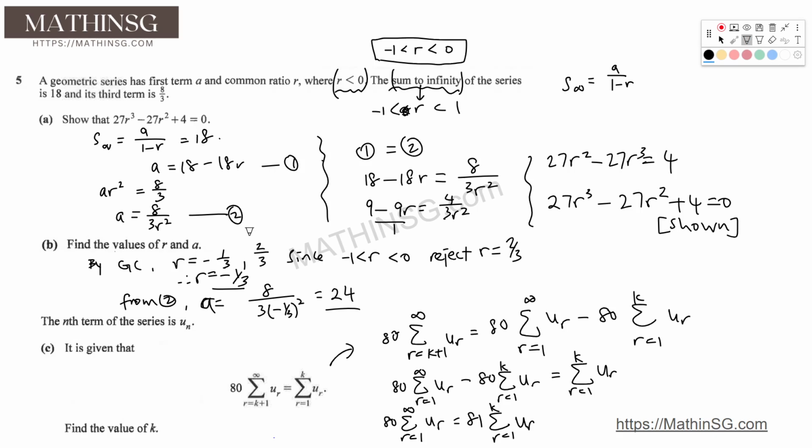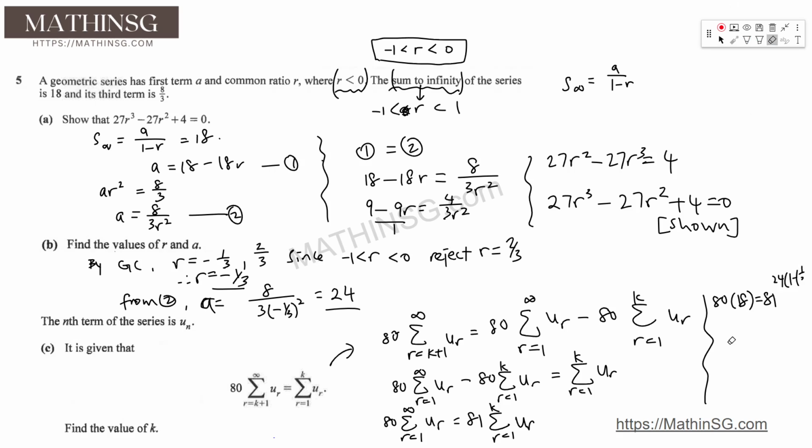We know that for this series, A is equal to 24 and R is equal to negative 1/3. What else do we know? We also know that the sum to infinity, which is this one here, is equal to 18. So let's substitute in. This is the sum to infinity, and it is equal to 18, and this is the sum of the first k terms. The sum of the first k terms in a GP is A times 1 minus R to the power of k over 1 minus R.